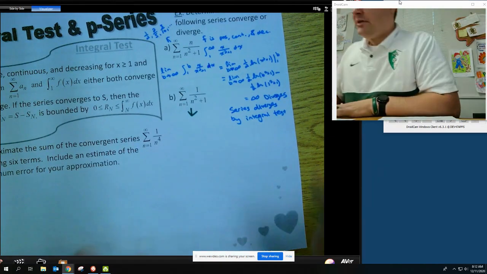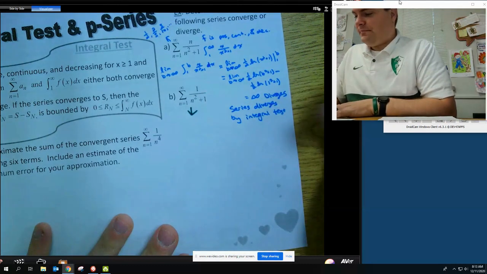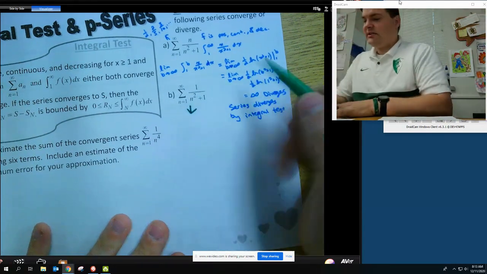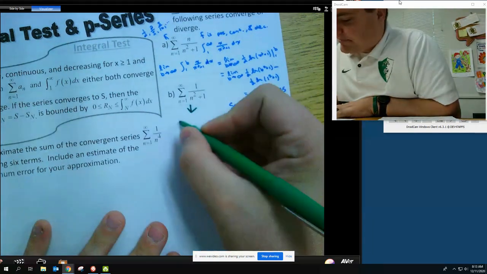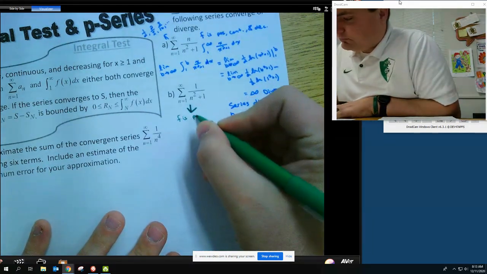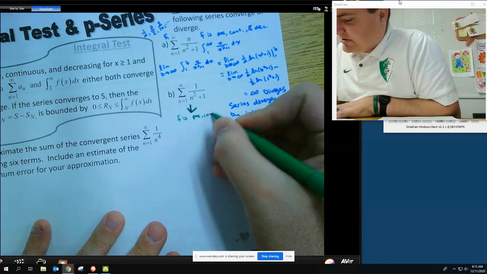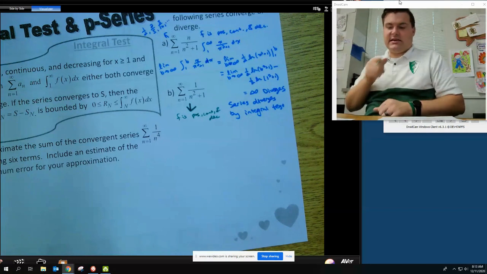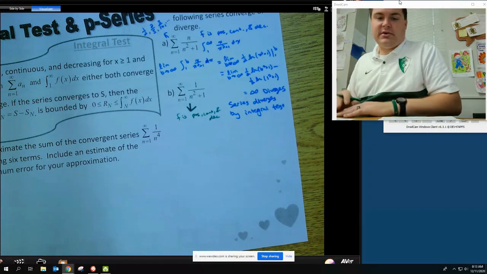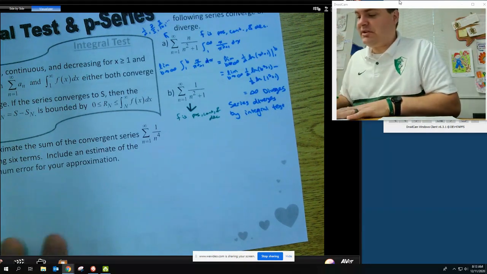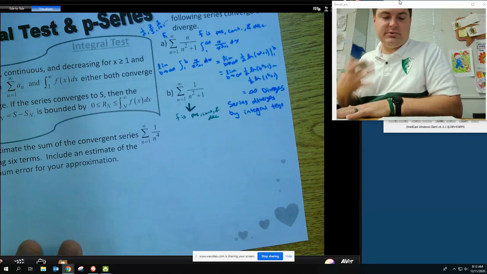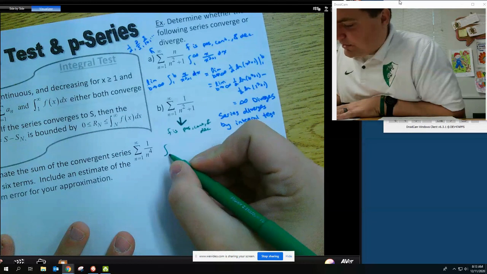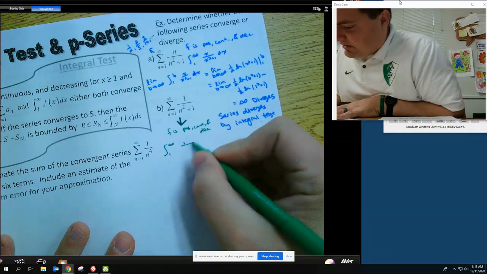Okay, for this one, it's going to be positive. As the numbers get larger, we're going to be decreasing, and this is continuous all the way through. So we can say that f is positive, continuous, and decreasing. You have to state that. If you don't state that, the integral test is going to fail. You're going to lose points on that one, because you need to state why you're able to use the integral test.